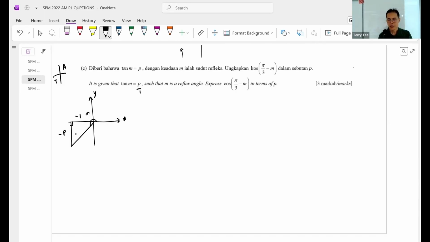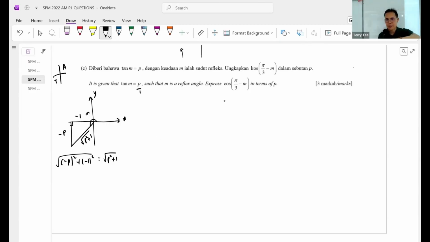Okay, so to find a hypotenuse, how do you do this? You take negative P square plus negative 1 square, square root. We can write this as square root of P square plus 1. Your hypotenuse is always positive, everyone. Your hypotenuse cannot be negative. So I got my triangle right. You need to draw the triangle to find your sine and cos value.